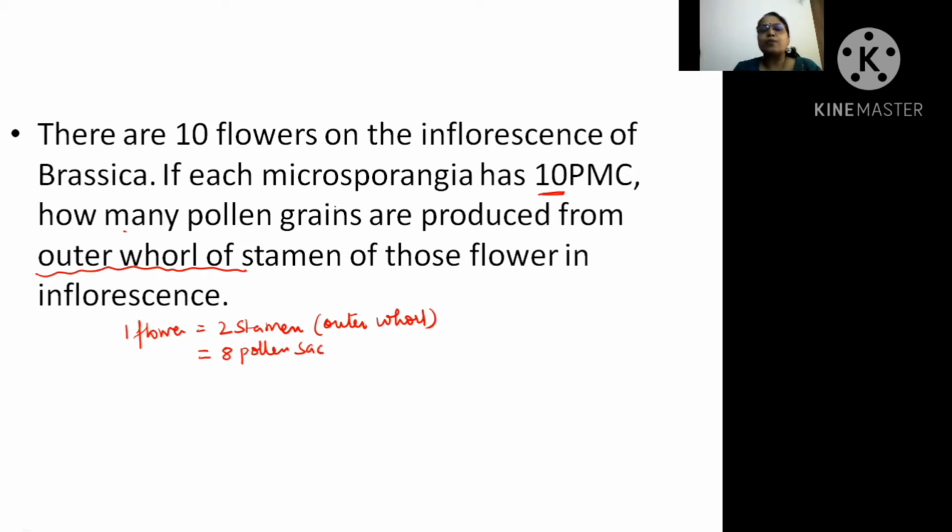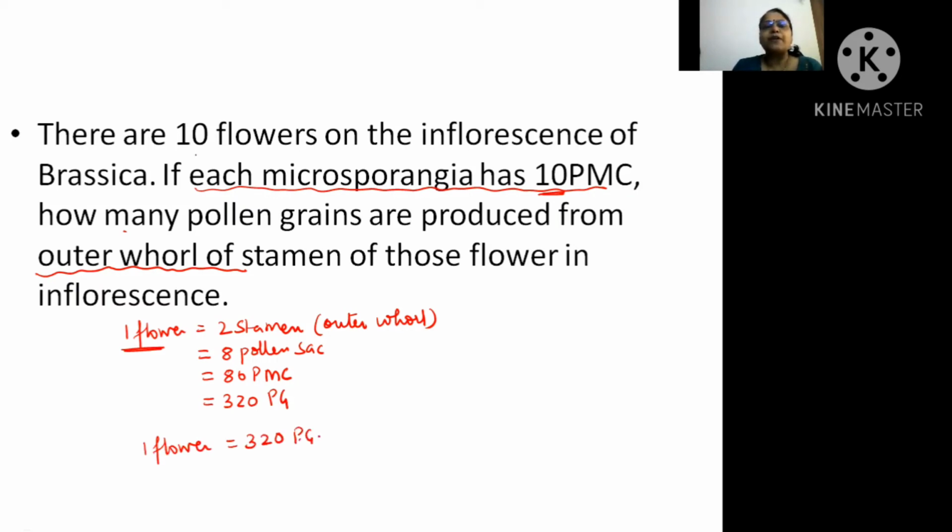And they are telling each microsporangia has 10 PMC. So it means 8 pollen sacs will have total 80 PMC. So it is having 80 PMC. Clear? And you know very well that 1 PMC gives rise to 4 pollen grain. So it means 320 pollen grains will be present in one flower. The one flower is having total 320 pollen grain. I hope you have understood how we are solving it.